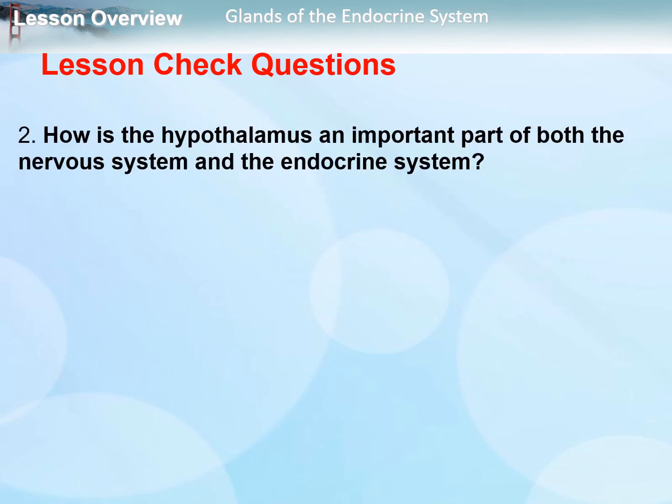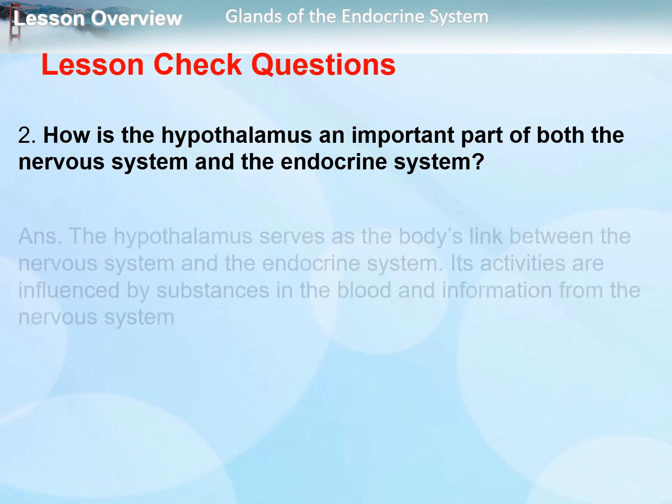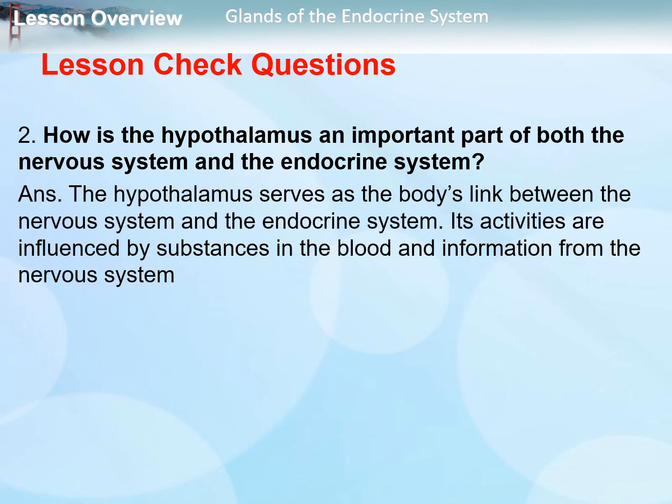Our number two question, how is the hypothalamus an important part of both the nervous system and the endocrine system? The hypothalamus serves as the body's link between the nervous system and the endocrine system. Its activities are influenced by substances in the blood and information from the nervous system.